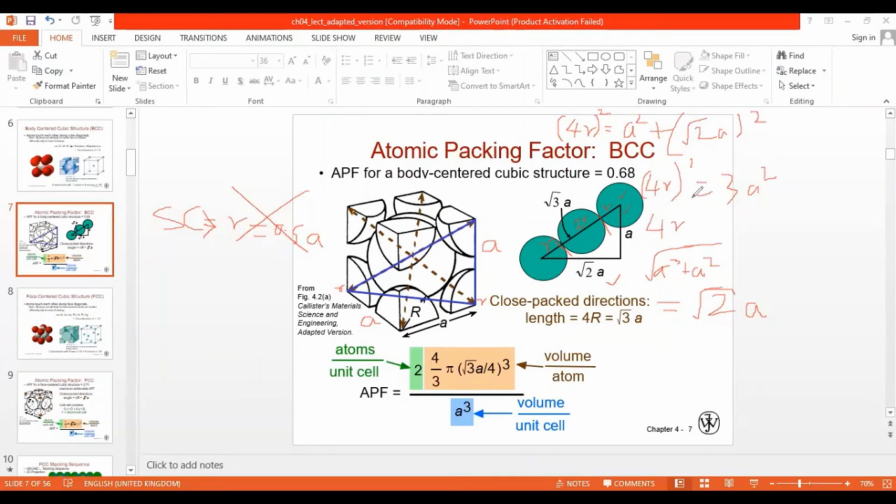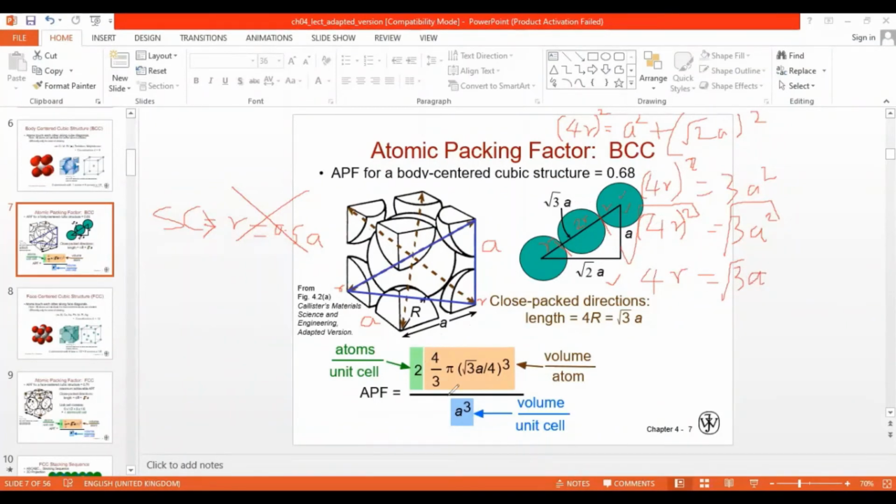If I take the root of 4r square, then the square and the square root will cancel out. 4r square under root will be equal to 3a squared under root, right? So I have 4r equal to root 3a into a, that is root 3a. So now 4r is equal to root 3a.